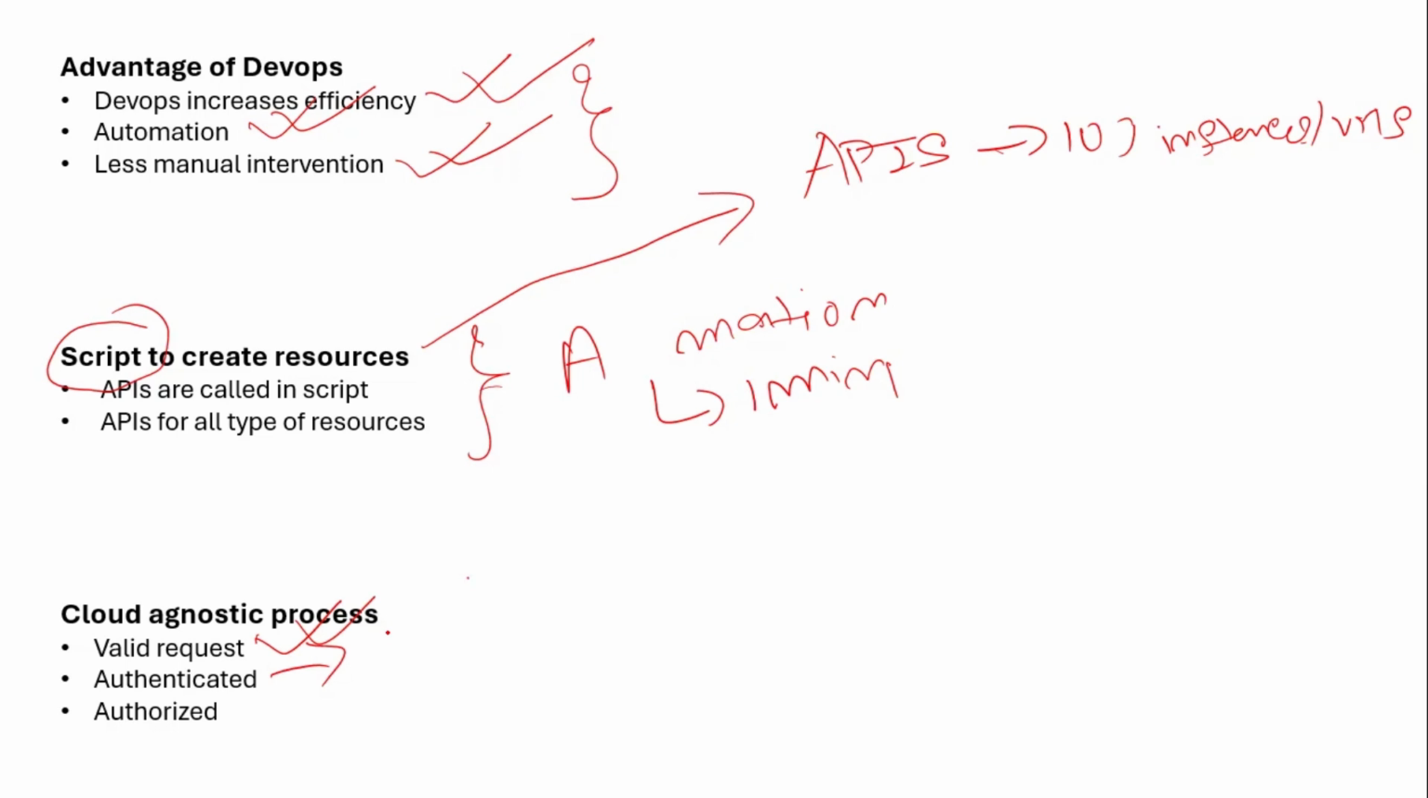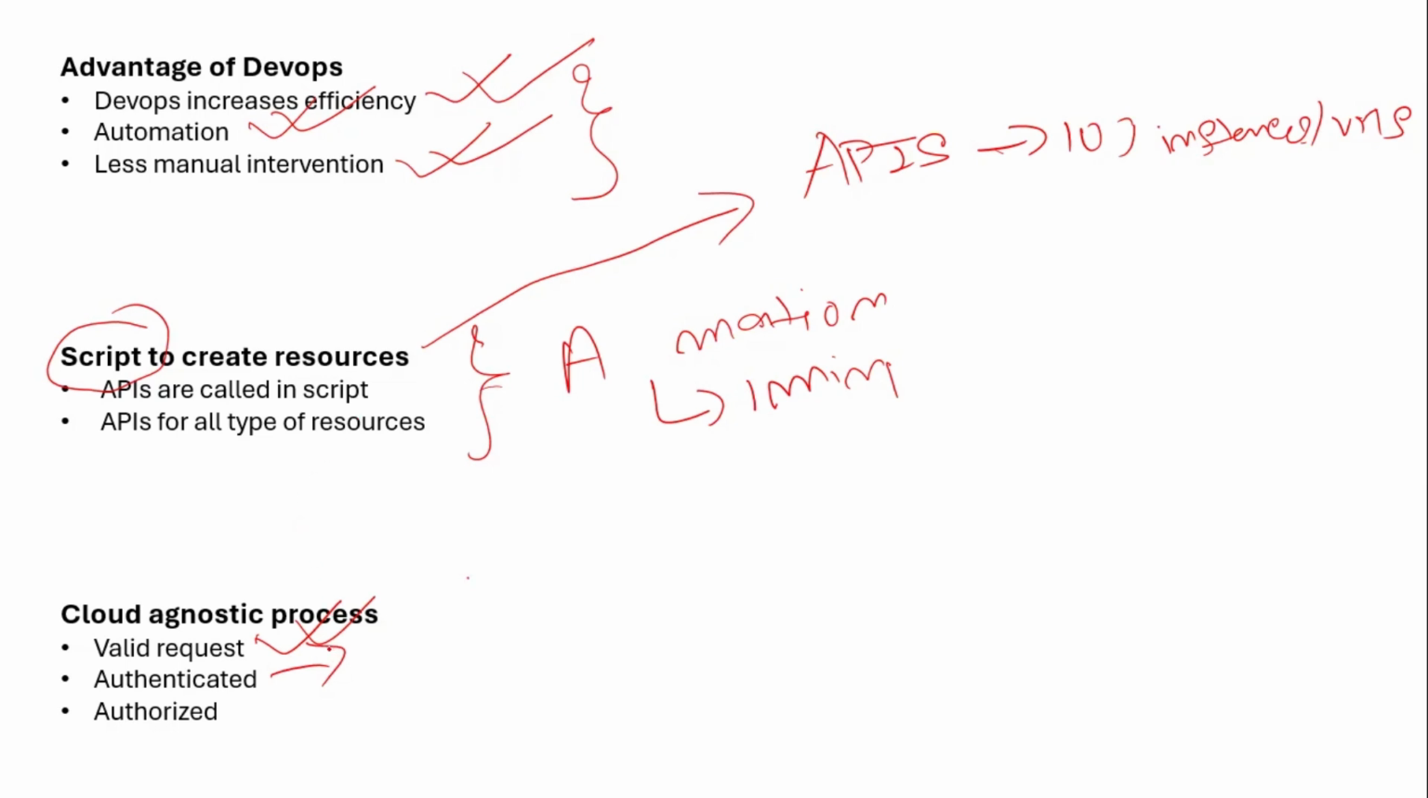It might happen that your ID or your email ID does have access to the AWS Management Console, but perhaps you don't have permissions to create EC2 instances. You don't have permissions to create an S3 bucket. So even though you are authenticated, you are not authorized.